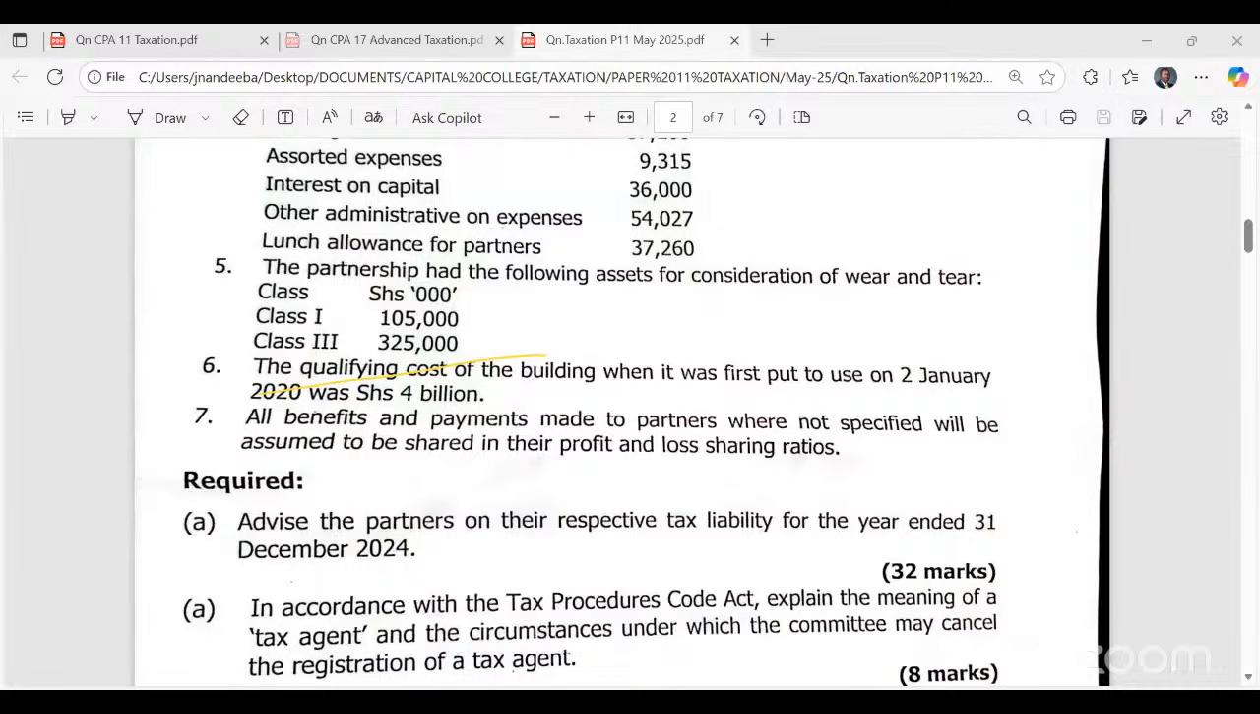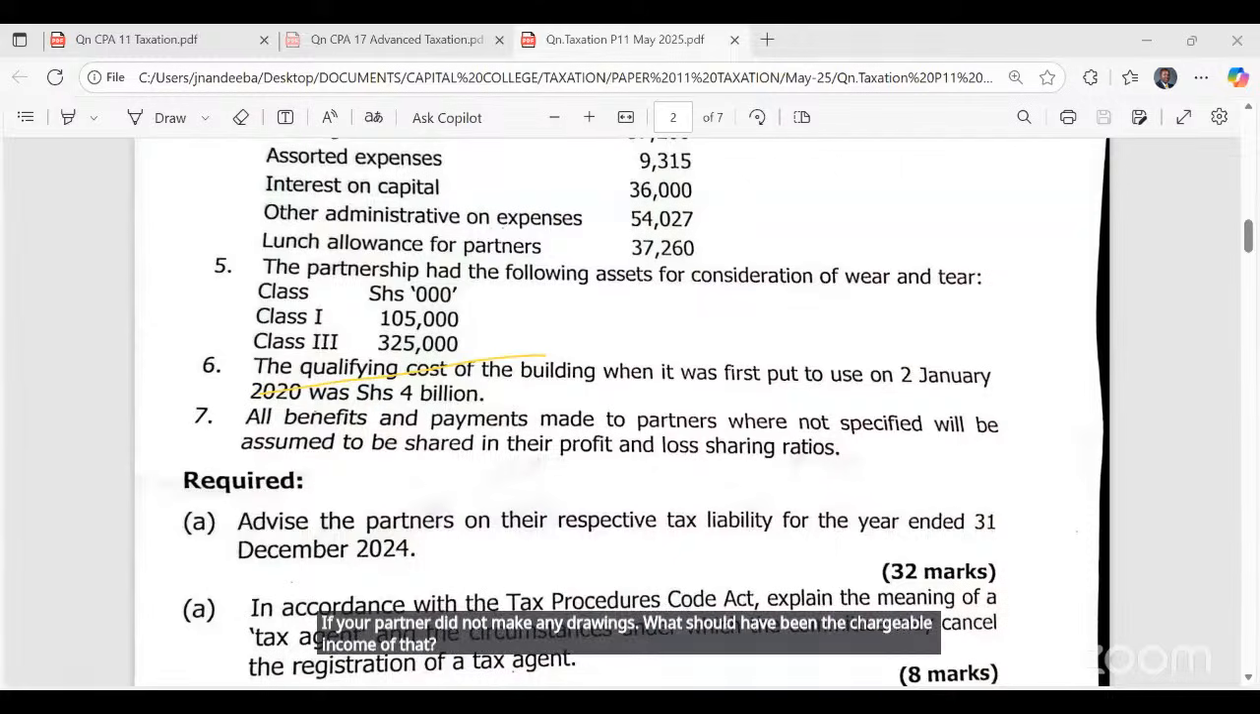In other words, we are trying to explore the reality. What should have been the truth? If you partners did not pay yourselves salaries, if you partners did not pay yourselves interest on capital, if you partners did not make any drawings, what should have been the chargeable income of that partnership? So that's what we do.